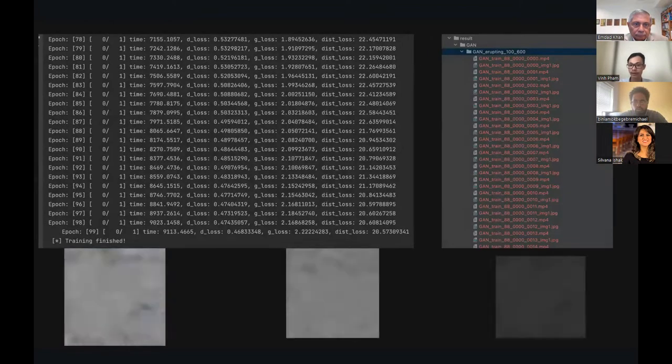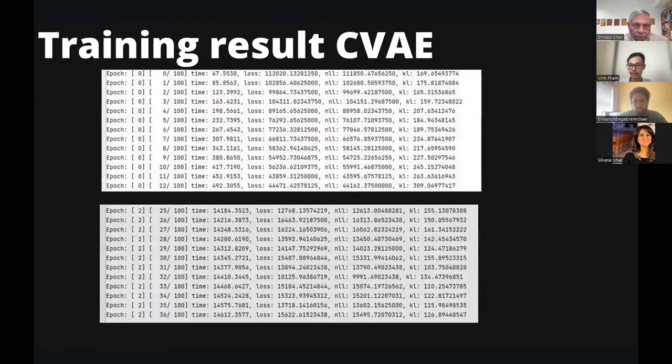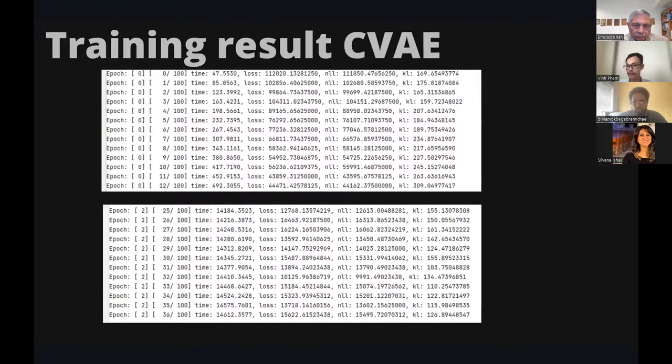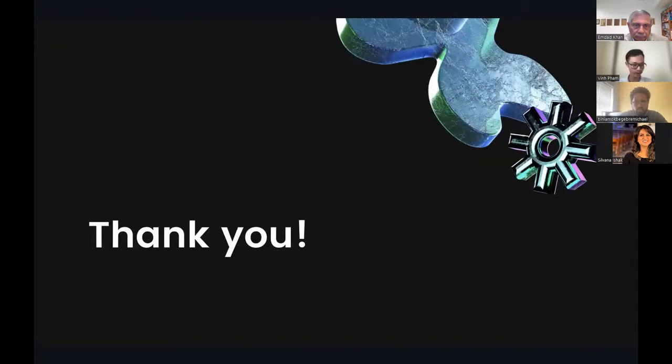But for CVAE, conditional variational autoencoder, it's not stable yet. So I'm more in favor of CGAN rather than CVAE. And yeah, that's it. Any questions, comments?